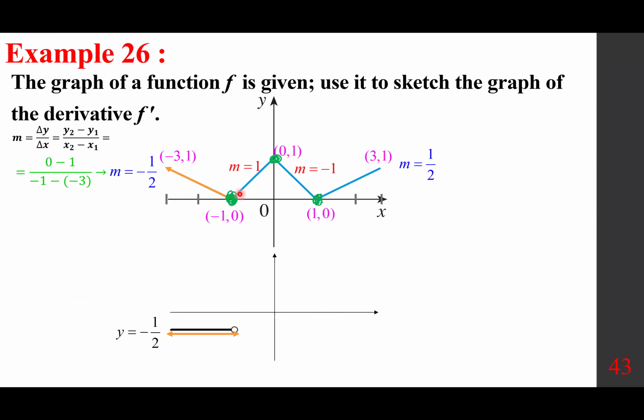For this part, we get y equals 1, this portion, and it looks like that. For this one, we get y equals -1, this portion. And for this one, we get y equals 1/2. Notice the endpoints. There's a hole here, hole here, hole here, and so on. Okay?